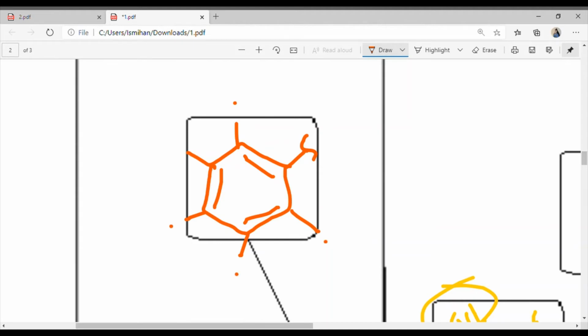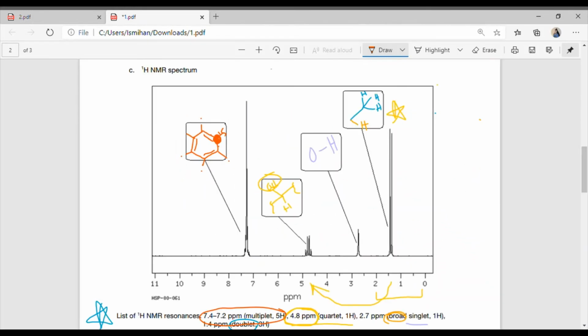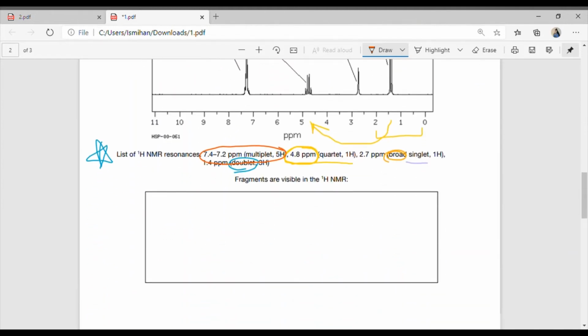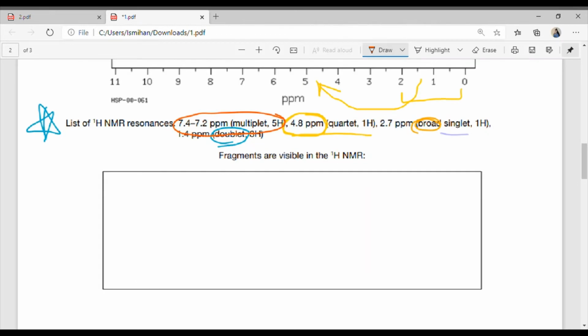And then this 6th position will not have a hydrogen, because this already has 4 bonds: 1, 2, 3, 4. So there isn't a hydrogen here, it's just these 5. So that's what I got from there. Now, I'd like to point out that this 1H now gives us fragments. So the first fragment that we had was that arene.